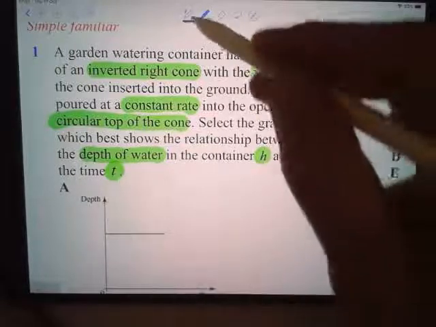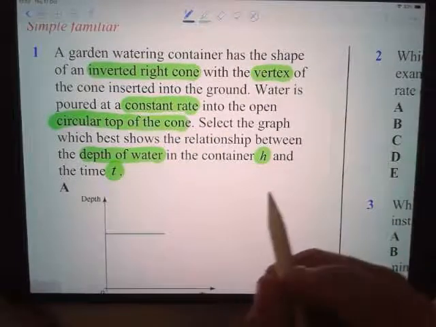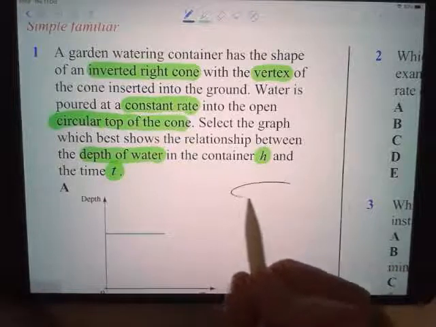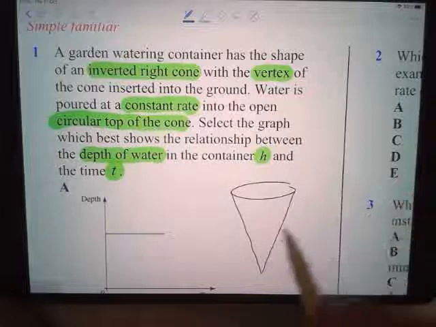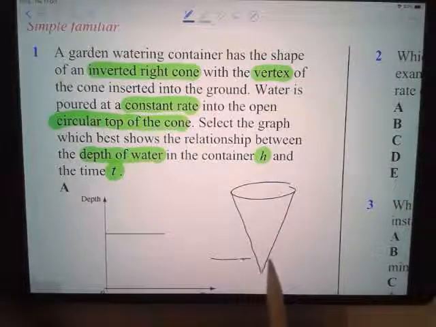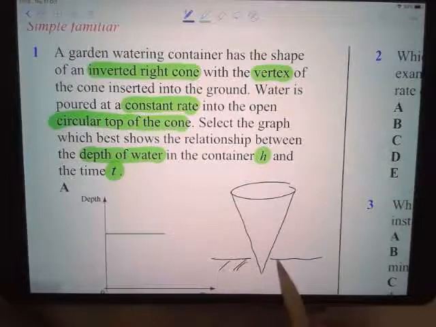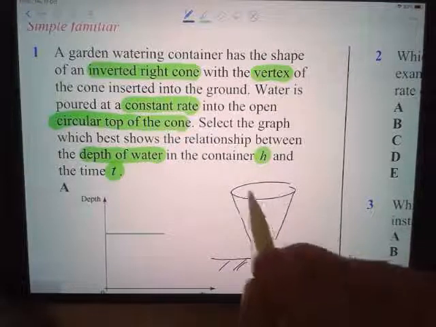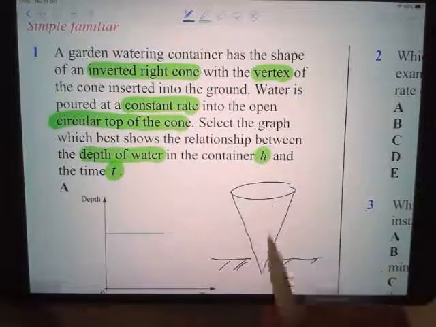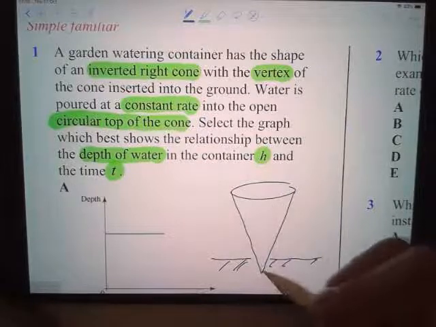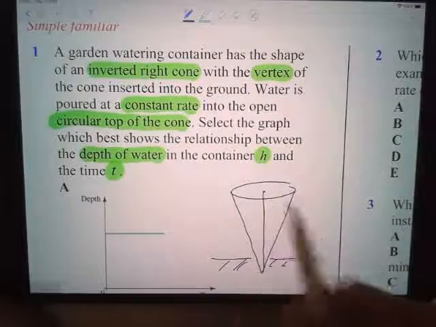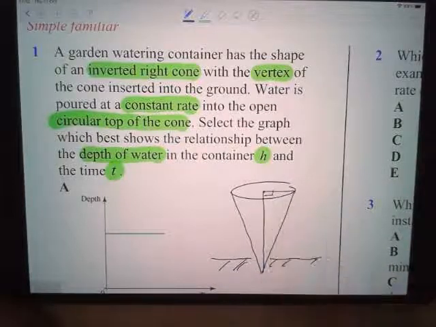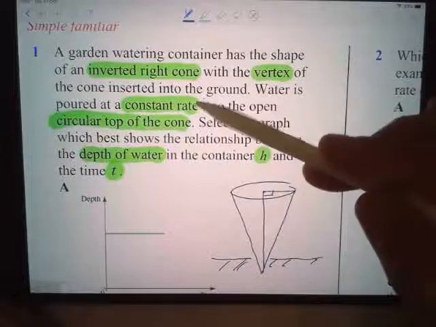So what we have is an inverted right cone, which means it's something like a cone, like that, with a sharp end going into the ground. So something like that. A right cone means that the top of the cone is exactly above the center of the base. So that's my right cone, inverted. What happens if I put in water at a constant rate?